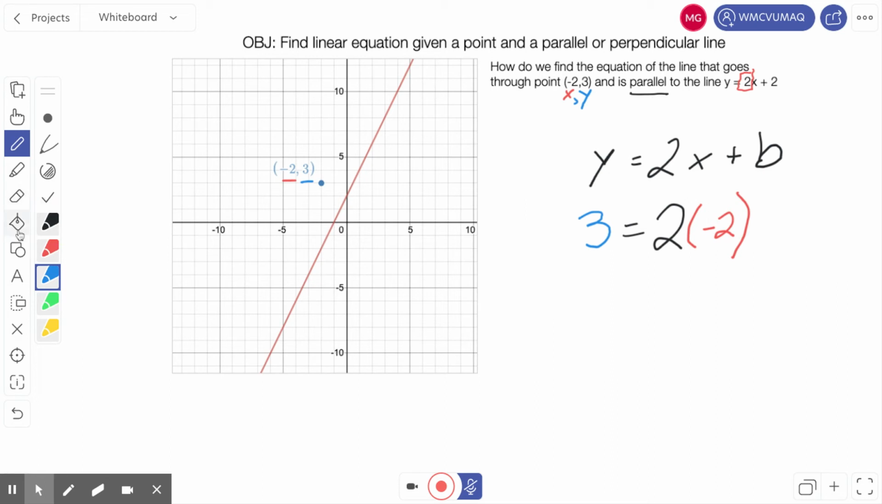Okay, now what we don't know is where it will go through on the line, so we'll just keep that as a b, just like if we had that value x. Remember, you can name a variable any letter you want. So let's just do the algebra. 3 equals 2 times -2. Negative times a positive is a -4 plus b. To get b by itself, we add 4 to both sides.